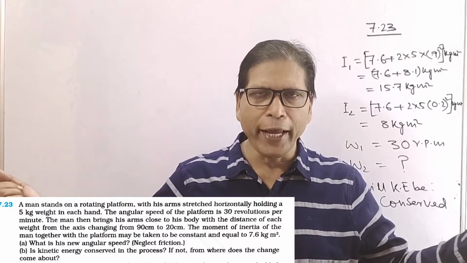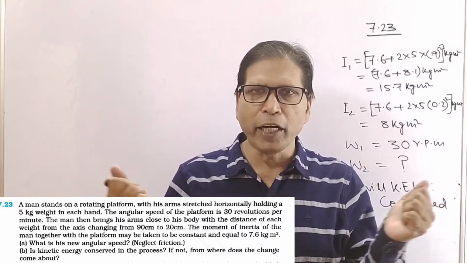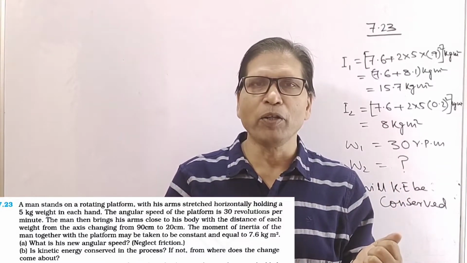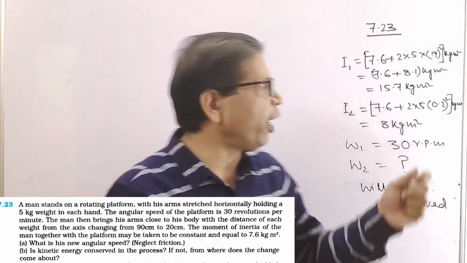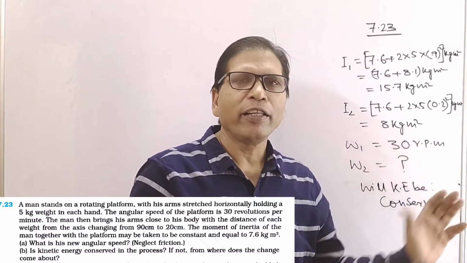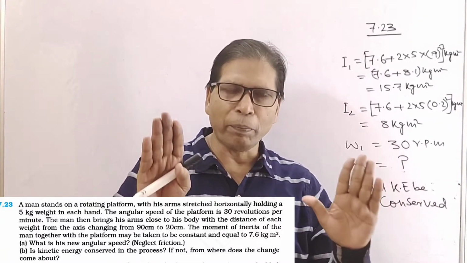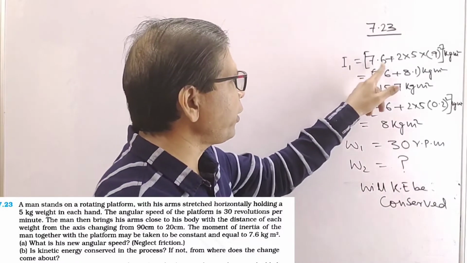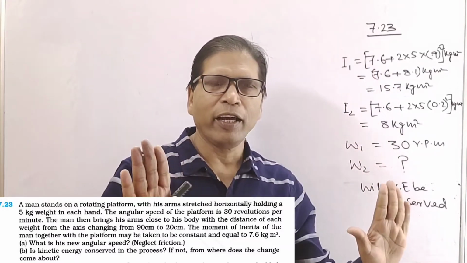Okay, now a person is standing on a turntable, keeping two 5 kg weights in his two hands. Now he folds his hands from 90 centimeter to 20 centimeter. Find the new angular velocity if the initial angular velocity is 30 rpm. The moment of inertia of the person and turntable system is 7.6 kg meter square.